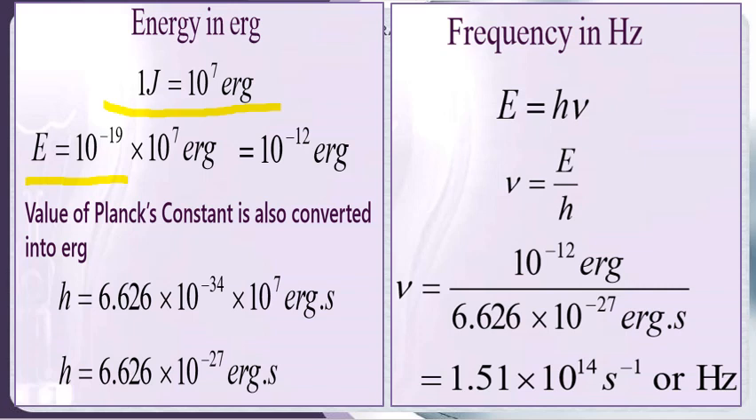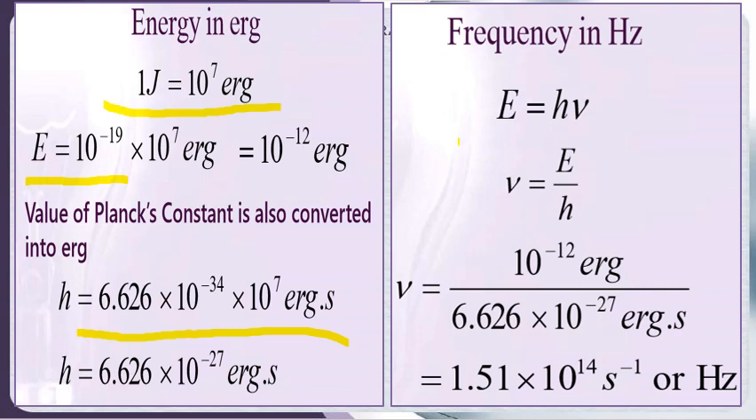Similarly, Planck's constant was given under the heading of joules per second. Now you have to convert it into erg second. So what you have to do? You have to multiply it once again with 10 to the power 7 erg to convert joules into erg. Right? Now here the answer is given in erg second, that is h is equal to 6.626 × 10 to the power minus 27.